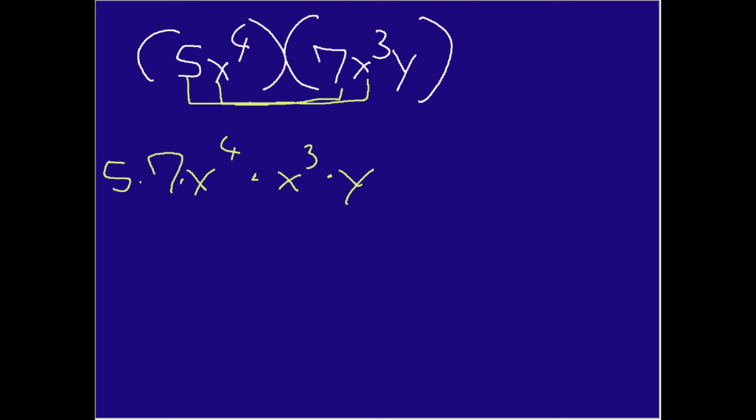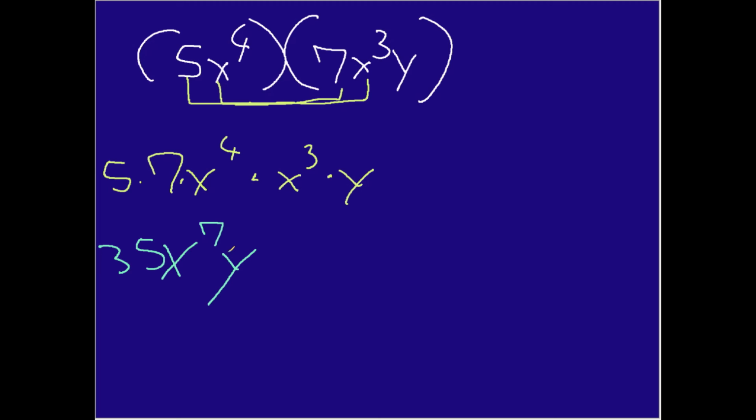So 5 times 7 is going to be 35. Then x to the 4th power times x to the third power. Of course, you're going to add the exponents to get x to the 7th power, like so. And then the y is just by himself here all alone. And that's how you do it.